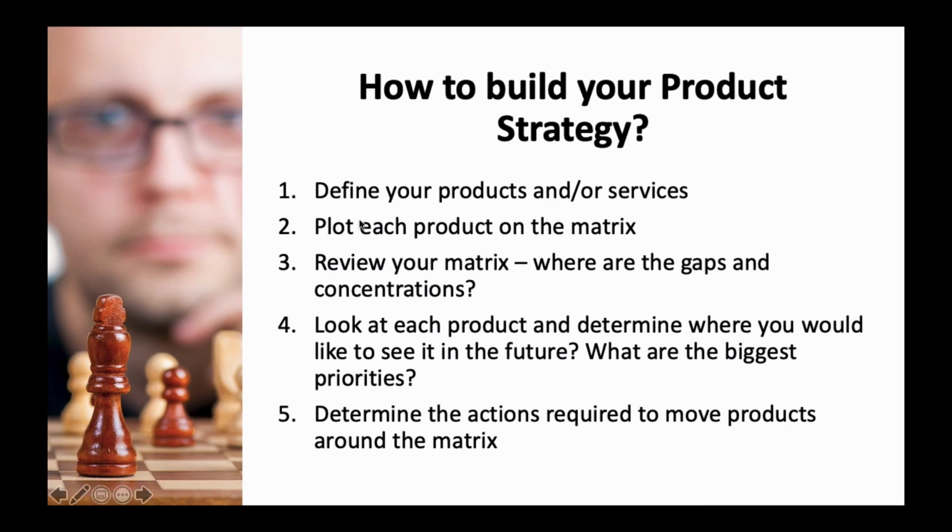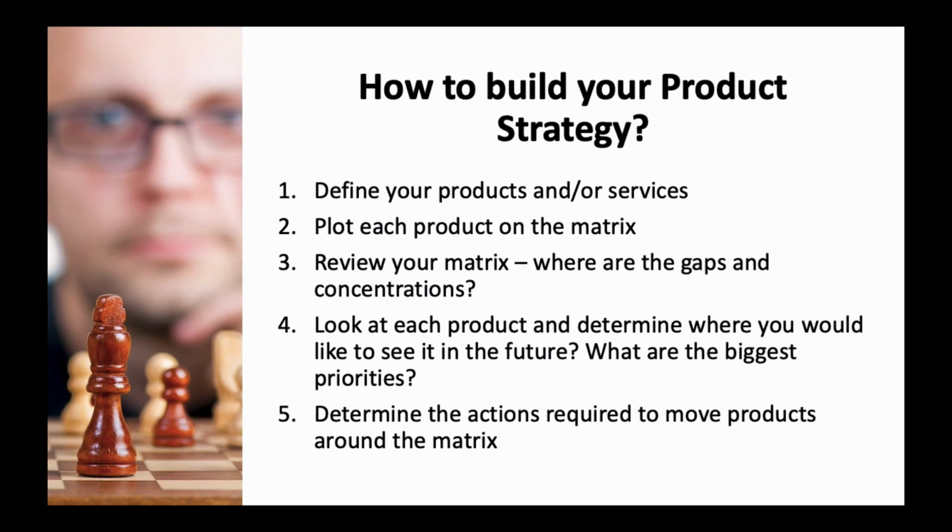Now, the important steps here are to do the plotting and then review it. So if you look at it and all your products are in the cash cows and moving towards dogs, it tells us we've got to do something around bringing on some Wildcats and some Rising Stars. Similarly, if all your products and services are in Wildcats and Rising Stars, we need to be thinking about what we have to do to move some of these products down into the cash cow area. And likely, also if you've got a whole heap of products in dead dogs, what are we going to do about those? So looking at the concentrations is first and foremost.